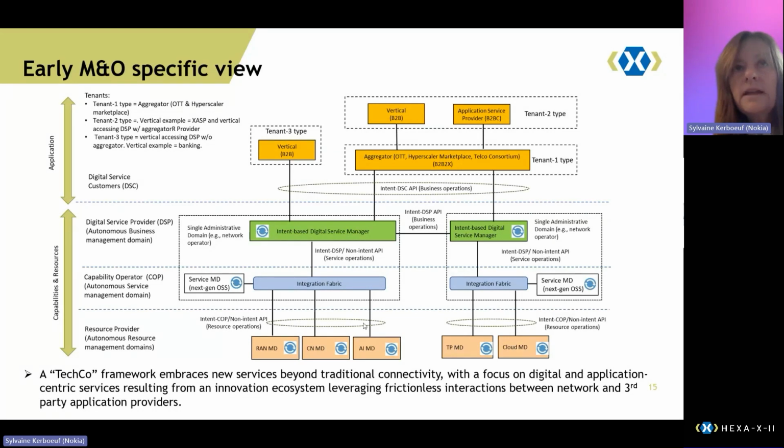Also, something important to mention is that the service provided could be an aggregation of services exposed by our digital service providers via some aggregator, or also, because a digital service provider can go into federation, they can directly interact, still with intent-based API, to expose a rich service set towards the customer.